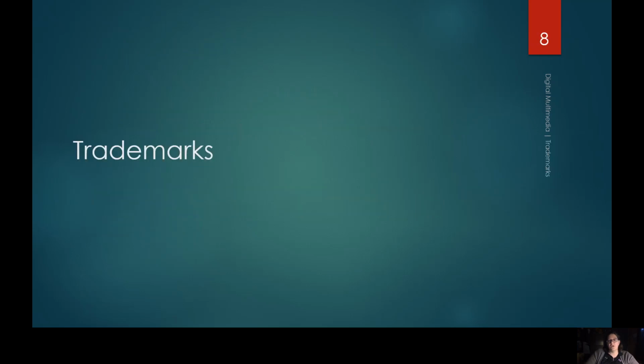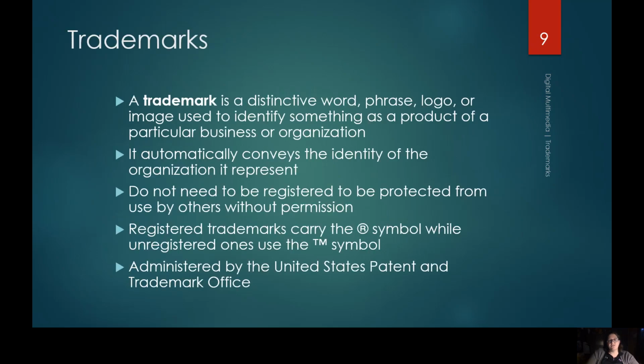Okay, next we talk about trademarks. Trademarks are a distinctive word, phrase, logo, or image used to identify something as a product of a particular business or organization. So when we're talking about trademarks, we're talking about things like the Nike swoosh, or Just Do It, or for McDonald's, it's the Golden Arches, or I'm Loving It, I believe is what it is. It automatically conveys the identity of the organization it represents.